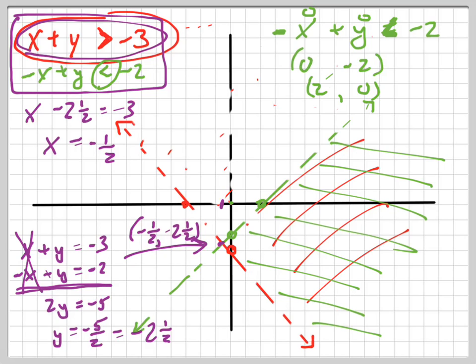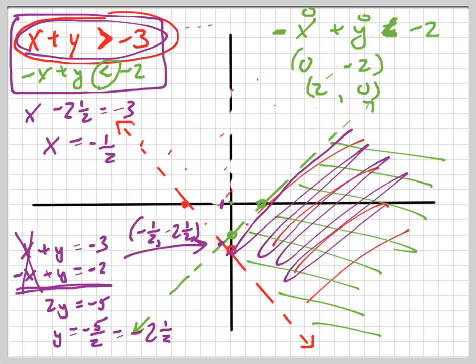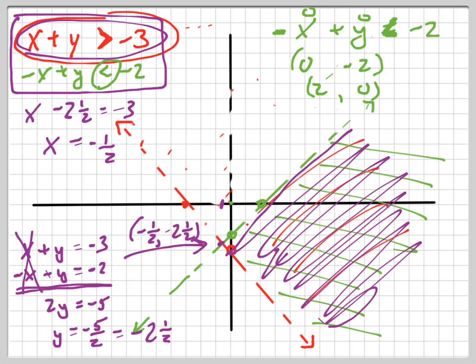And there's your answer. All of the points, I'll go ahead and do it in purple there. All of the points that are in that region, not including the points on the dotted lines, because both of them are inequalities, and the equal part is not part of those inequalities.